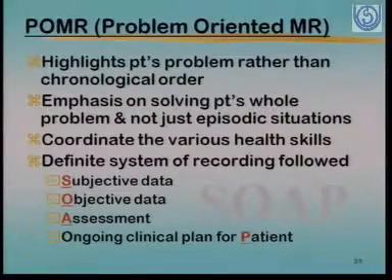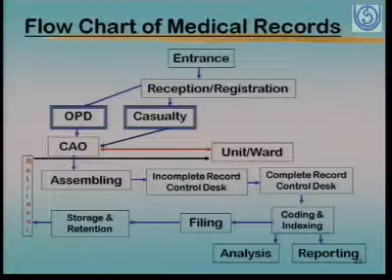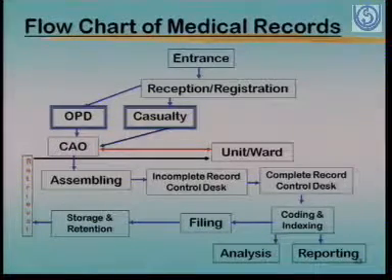Well, we'll just quickly take this slide that you must understand and have a look at. There is an entrance zone, there is a reception and registration, and of course there is a central admission office, and then assembling, incomplete record control desk, complete record control desk, coding and indexing, filing, storage, retention, and then of course the reporting and analysis. Reporting, we have told you what the reports are that you need to make.